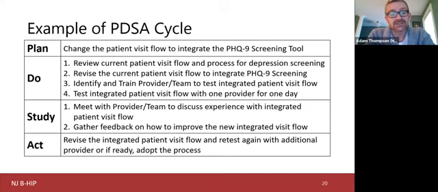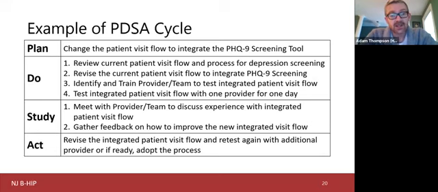So the plan is to change the patient visit flow to integrate the PHQ-9 screening tool. In the do phase, we're going to first review the current patient visit flow and process for depression screening. Second, revise the current patient visit flow to integrate the PHQ-9 screening. Third, identify and train the provider and team to test the integrated visit. And lastly, test that integrated visit with one provider for one day.